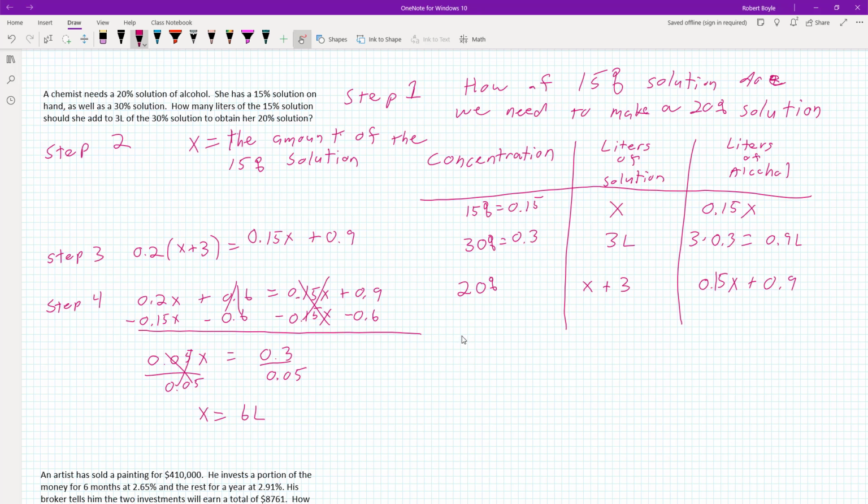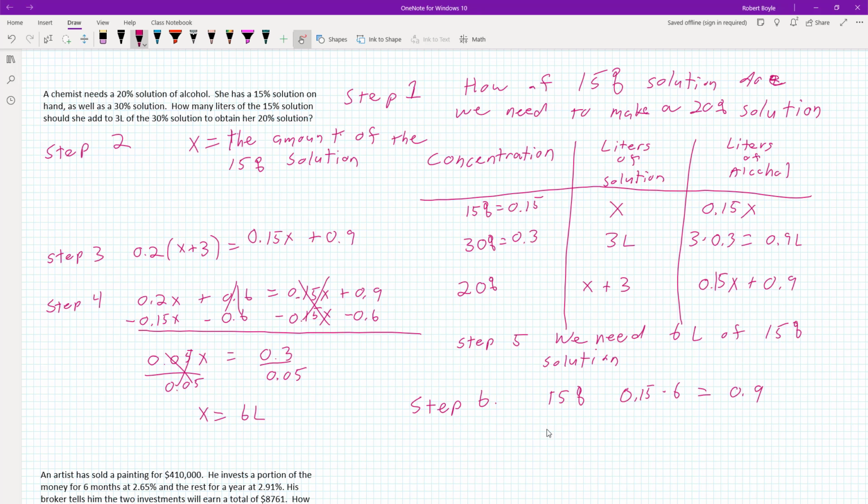So step 5, stating the answer: we need 6 liters of the 15% solution. And then step 6 is to check. Let's see how much alcohol we will actually have in our 15% solution if we have 6 liters. Well, 6 times 0.15 is 9 liters. I'm sorry, 0.9 liters. So in the 15% solution, 0.15 times 6 is equal to 0.9.